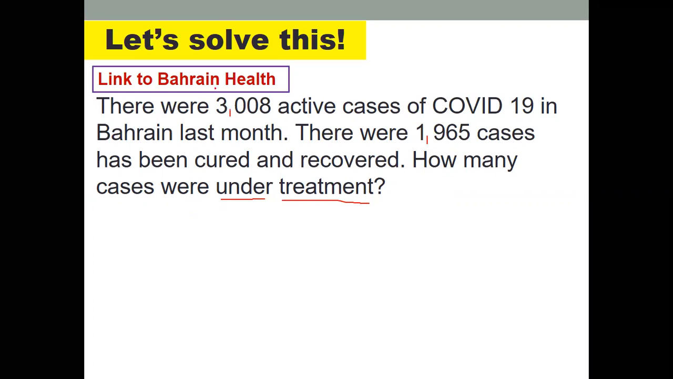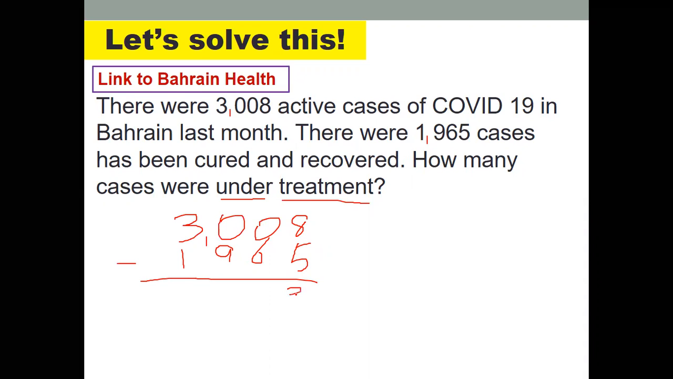Okay, so let's subtract. 3,000. Now remember, when you are solving a problem, you need to show your workings all the time. Okay, so 1,965. Remember, you need to align the digits when you're subtracting vertically. Now, 8 minus 5, always start from the unit place. 8 minus 5 is 3.